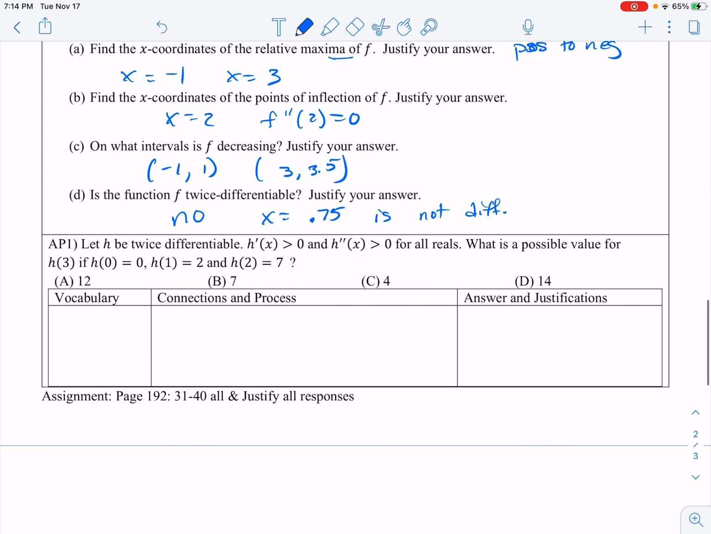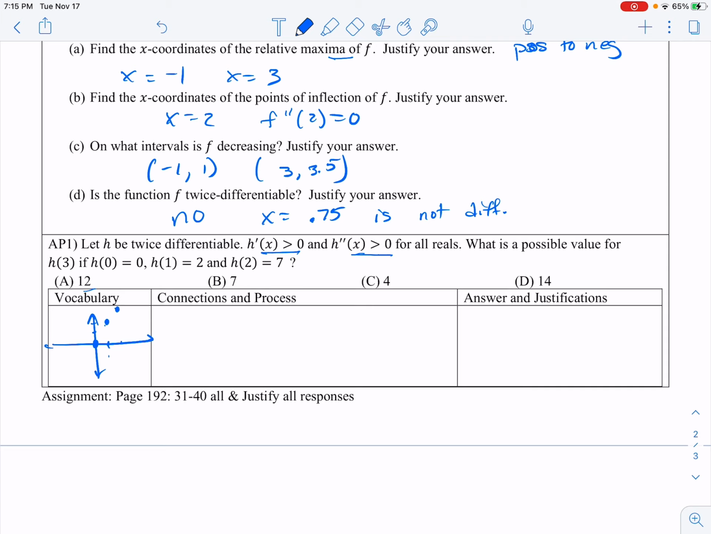Okay, let h be a twice differentiable function. The first derivative is 0, the second derivative is positive. What's the possible value of h of 3? If h of 0 is 0, h of 1 is 2, and h of 2 is 7, okay? This is telling you it's concave up and increasing, so it has to be greater than 7.